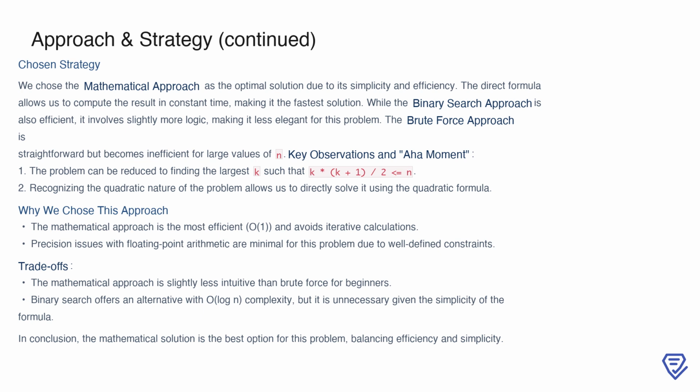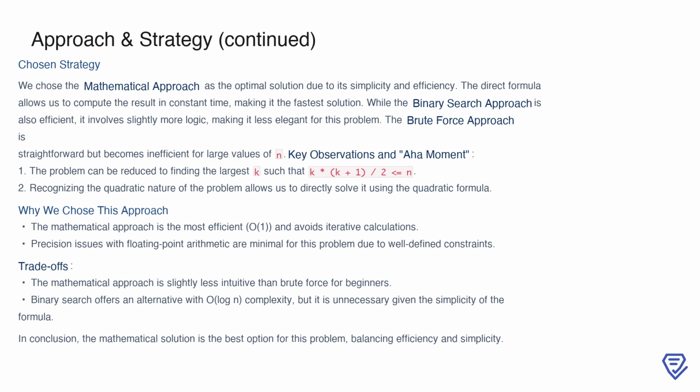By directly using the quadratic formula, we can calculate the result without any iterative steps, which ensures fast performance even for very large values of n. While the binary search approach is also efficient with a logarithmic time complexity, it involves more implementation steps, making it less straightforward than the formula-based solution. As for the brute force approach, it is easy to understand but becomes impractical for larger inputs due to its linear time complexity.